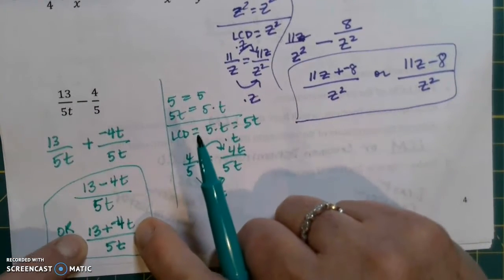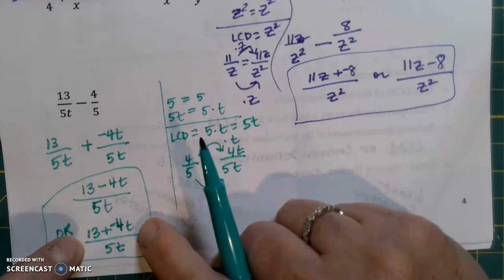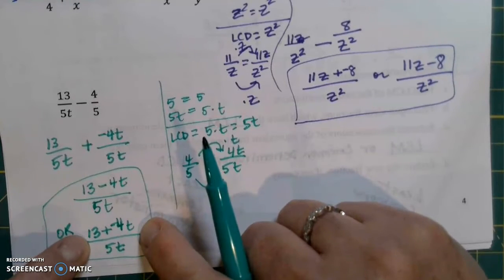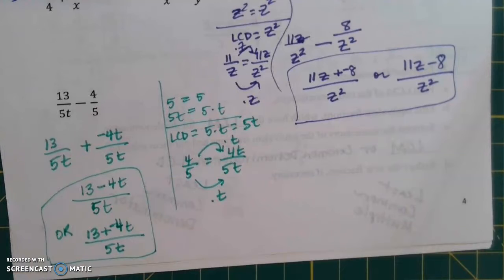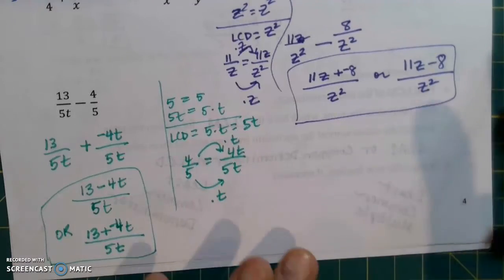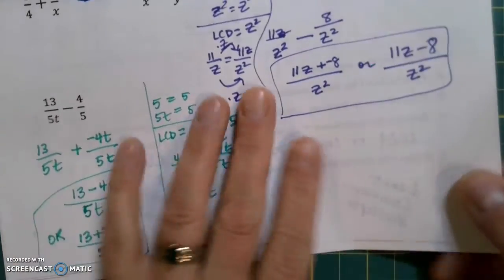But we cannot get this to a single term in the numerator because it is not like terms. One has a t, one does not. And that means we can add them or subtract them, but we cannot simplify them to a single term, which means we can't do any simplifying with our denominator at this point. All right, and we're going to move on.